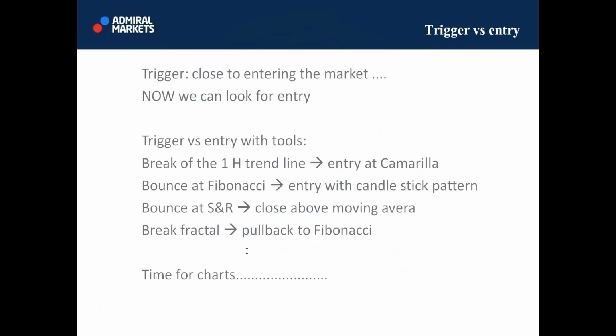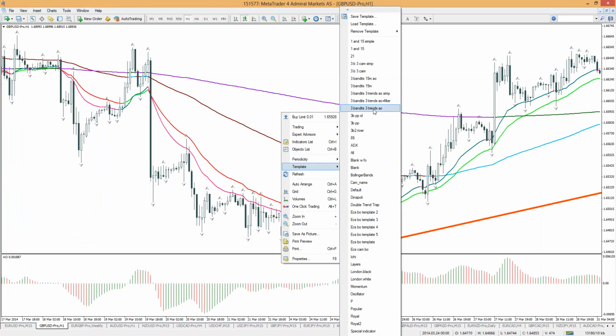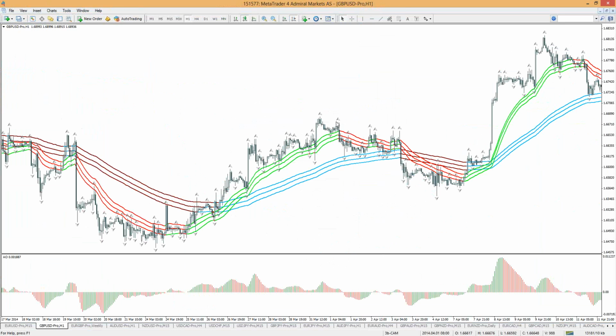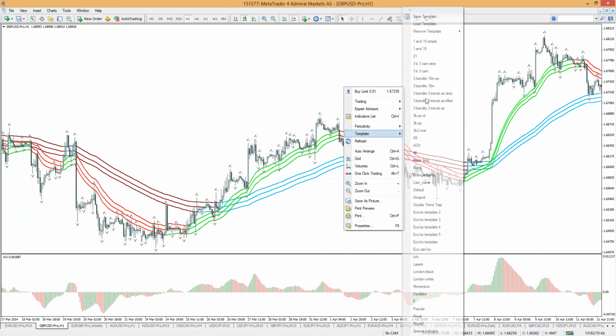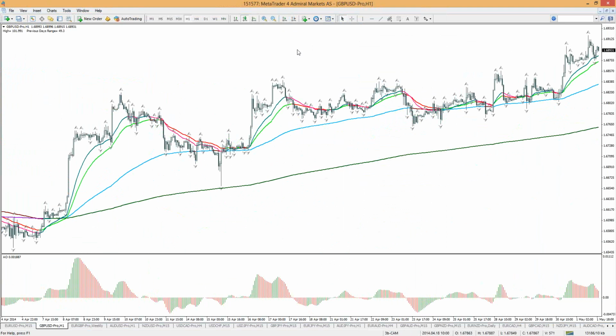Let's take a look at the charts. And let me take everything off. So we have no tools. We just got a couple of moving averages. So let's take a look.